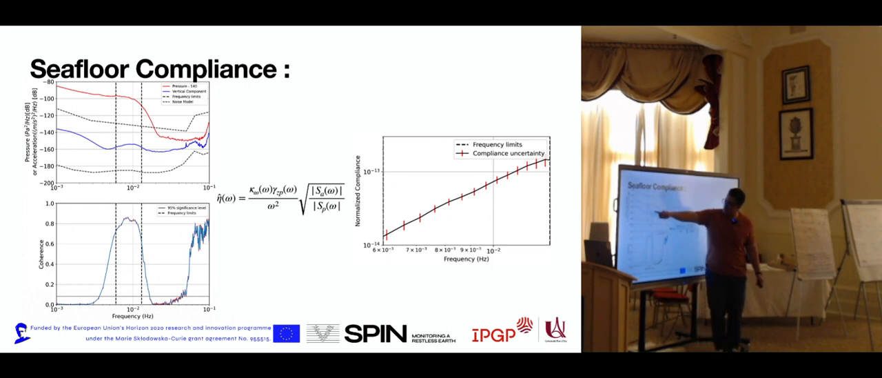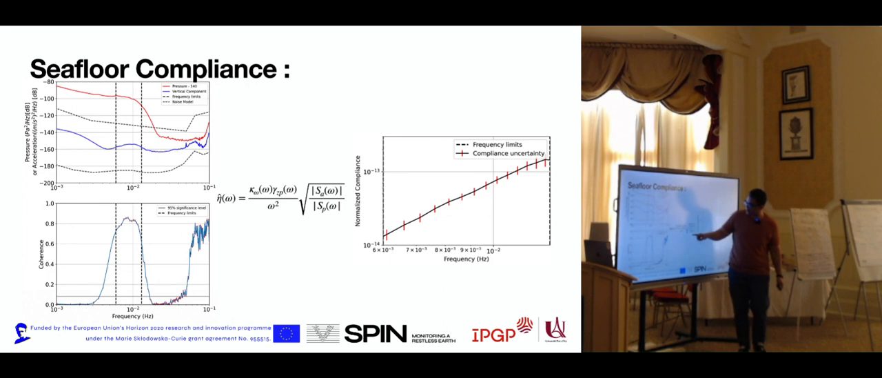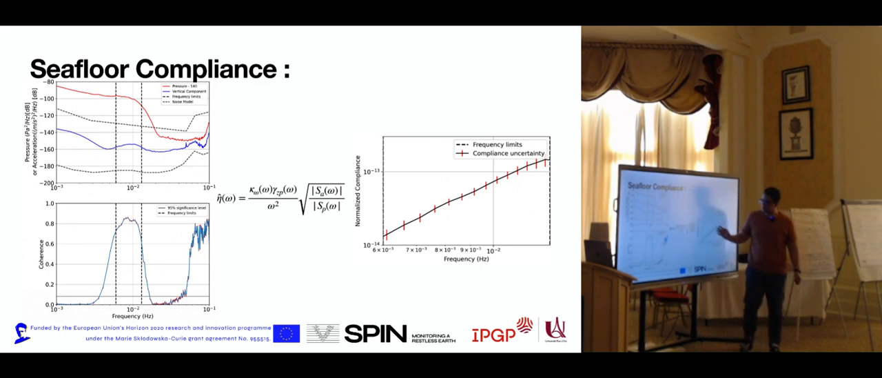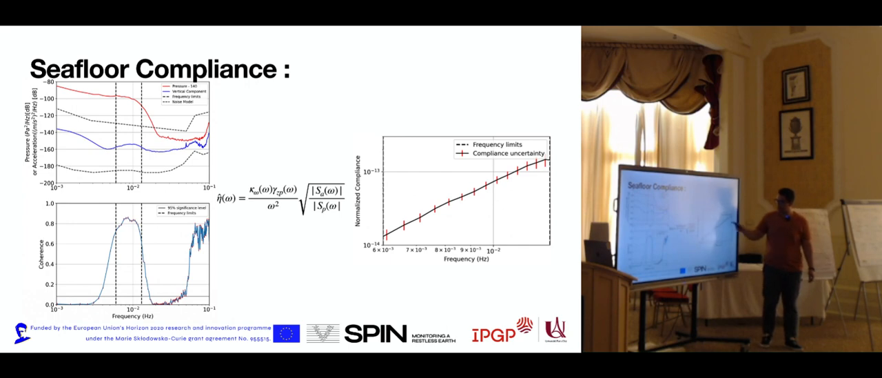The relation between these two is a transfer function between them multiplied by the coherence. That is the compliance, and it normalizes the compliance. And with this function, we can calculate the shear velocity of the earth by the inversion method.